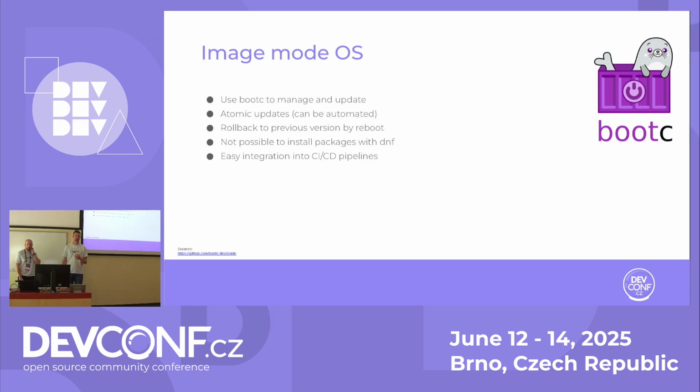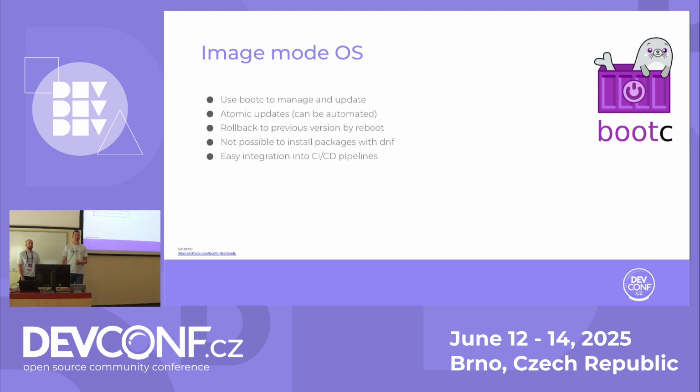Yeah, so image mode operating systems, they usually contain the bootc tool that you can use to manage the system and to update the system, to get a new version of the image from a container registry and then perform an update to the new version of the image. And the updates are atomic and automated. Yeah, so once there is a new version of the image available, the system will automatically download the image.